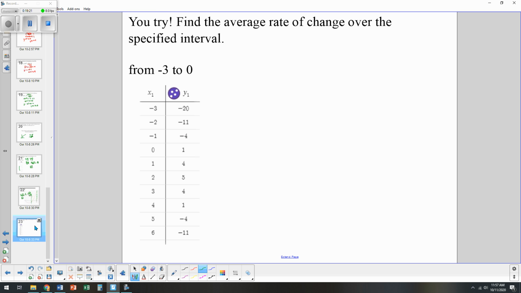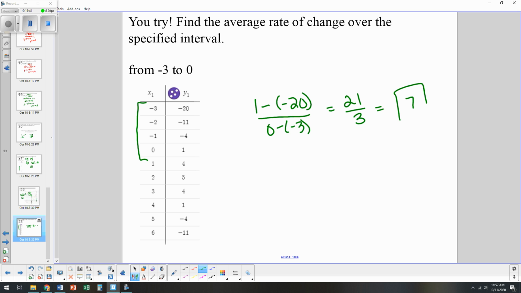So you try this last one, pause it, and I'll show the answer. All right, so the average rate of change for that one was 7, and that is our day 1 of quadratics from Unit 2.